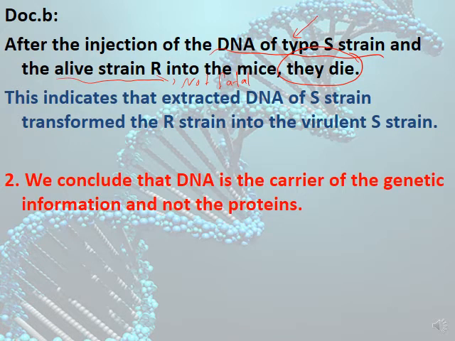This indicates, and pay attention, the indication should be specific for the experiment. This indicates that the DNA of the S transformed the R into S. It changed from the R strain, which is non-virulent, to the virulent type, which is the S. Conclusion, we can conclude that DNA is the carrier of the genetic information, and only the DNA and not the protein. That's why the R strain transformed into the virulent S strain.